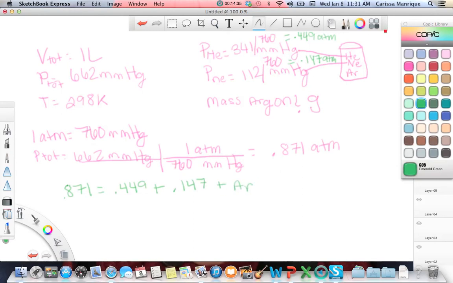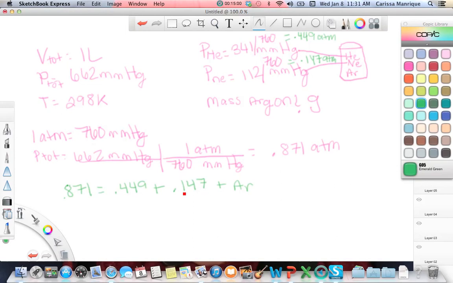Remember, in our container here, we have helium, neon, and argon. We know helium takes up 0.449 atmospheres of pressure. Neon takes up 0.147. And we're trying to figure out argon. And we know the total is 0.871. So when we add them all together, it needs to equal this. So let's figure out argon.